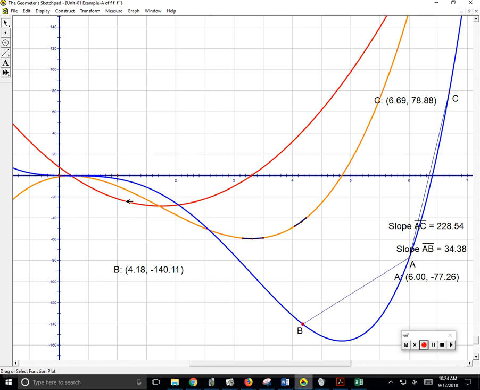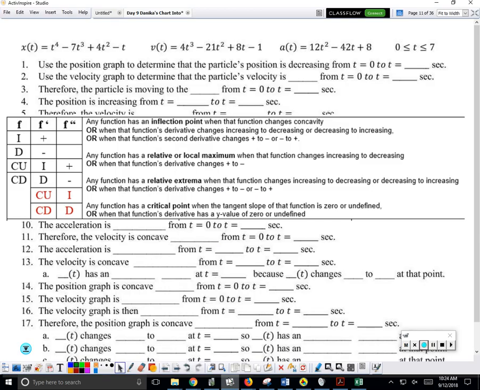And Danika's chart isn't anything magical, but it does summarize that nicely. And that's why it's on the wall, because it's just a really nice summary.